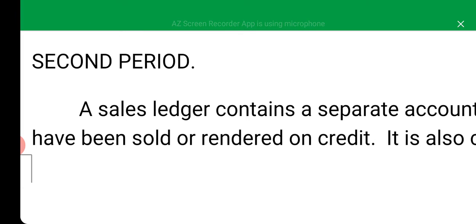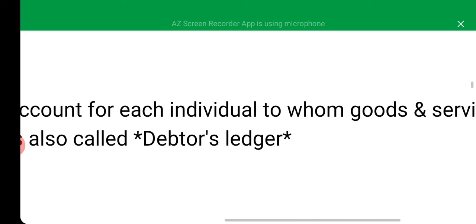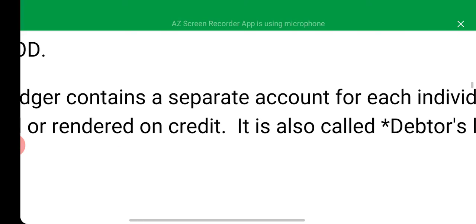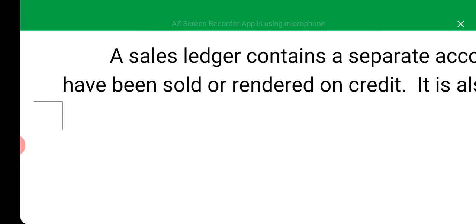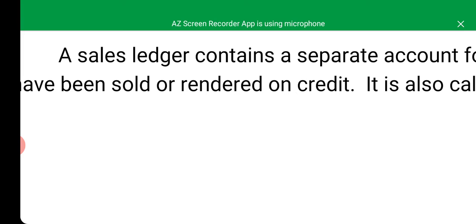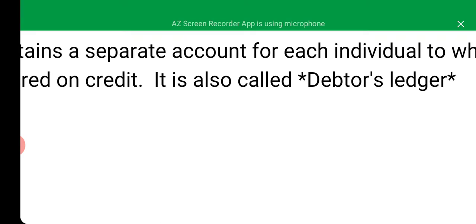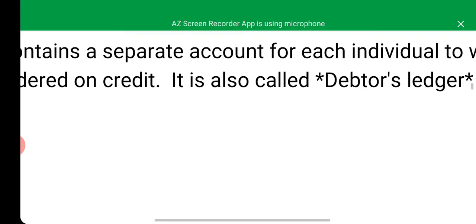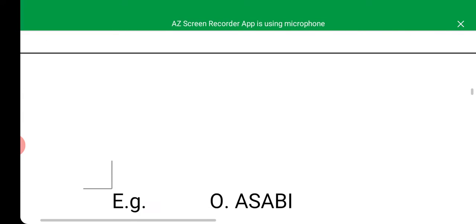Then a sales ledger contains a separate account for each individual to whom goods and services have been sold or rendered on credit. Don't forget, in the previous class, I mean the first period, I said sales ledger is the book of accounts that is used to record credit sales rendered. So it is also called debtors ledger account, because it is used to record credit transactions.